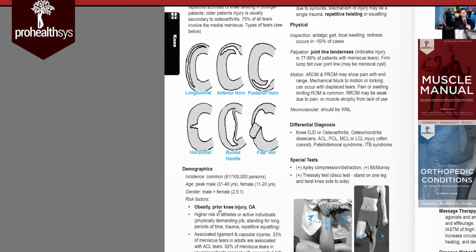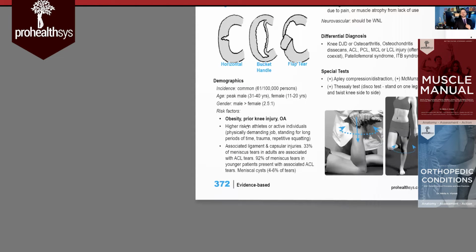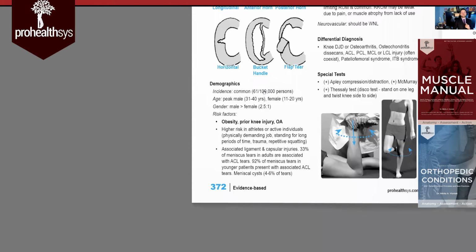Meniscus tears are fantastic. Incidence is relatively common, 61 per 100,000. I would suggest it's even higher than that in certain athletic patient populations, like your soccer players especially. Peak age is 30 to 40 years old typically. Females tend to be a little bit younger when they get it, and it's way more common in men than women. What are your risk factors? Obesity, prior knee injury, and osteoarthritis.